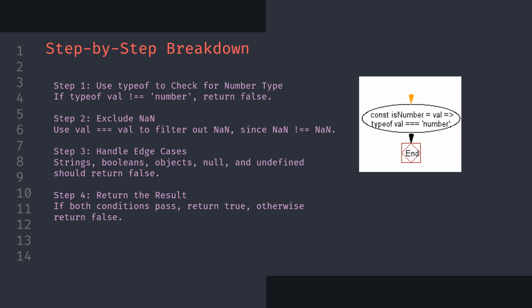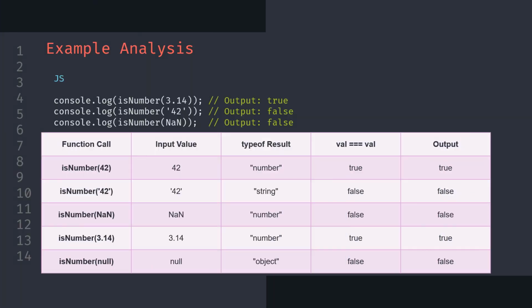This approach ensures that we correctly identify numbers while filtering out invalid values like 9 and 42. The extra val is strictly equal to val check is a simple but effective safeguard. This function correctly identifies valid numbers while filtering out non-numeric values and edge cases like NaN. By combining typeof and val being strictly equal to val, we can accurately distinguish between valid and invalid numbers.